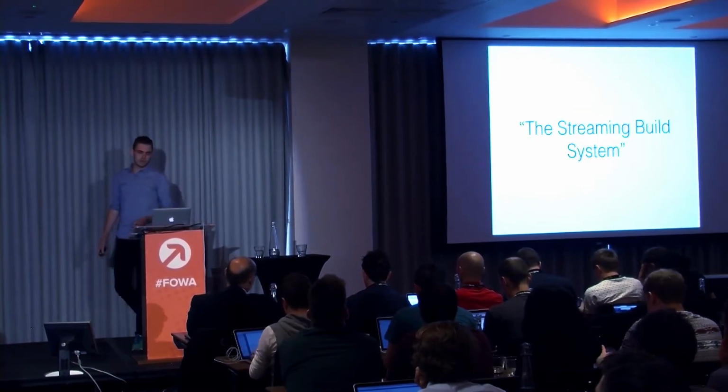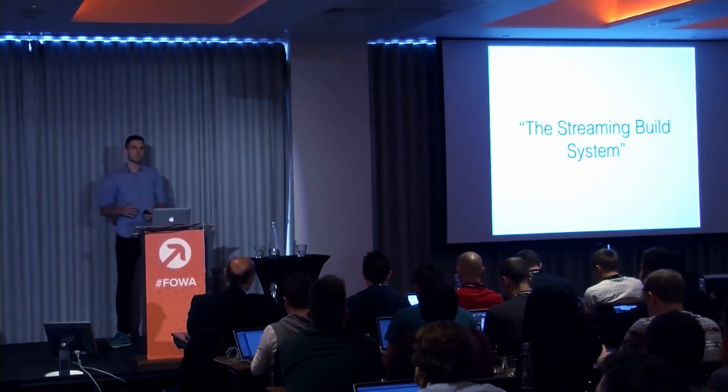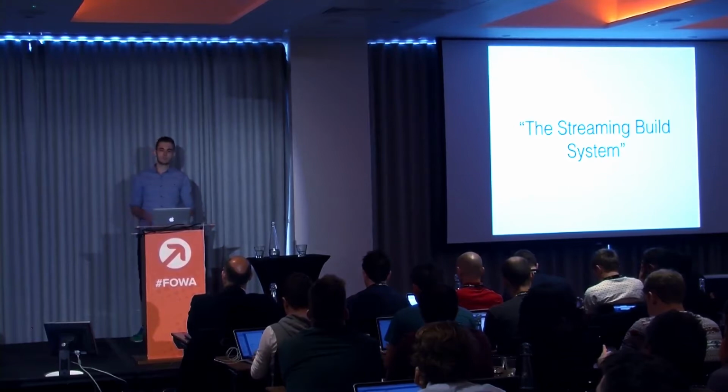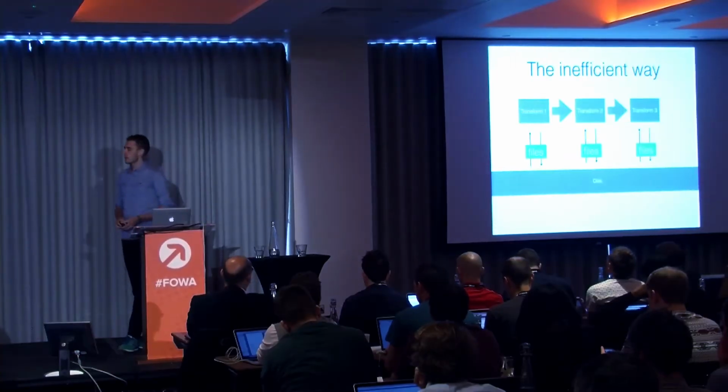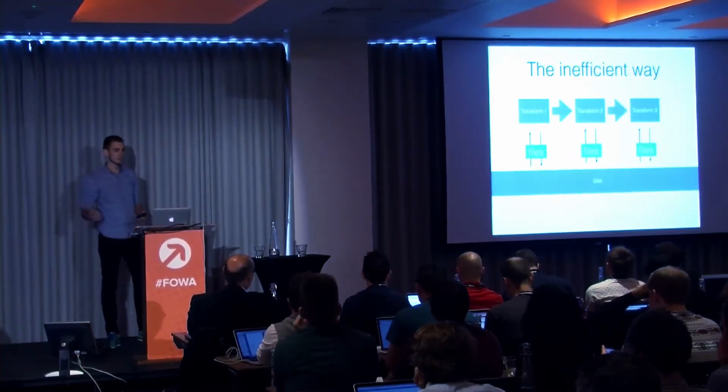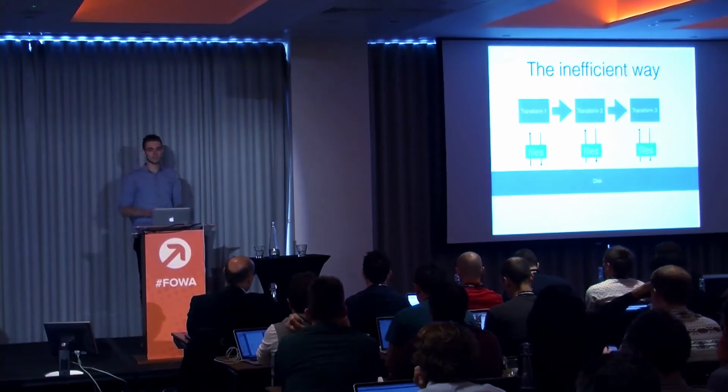So Gulp claims to be the streaming build system, and it really embraces the idea of streams, which are an abstract in-memory version of a file in Node. Effectively, these build tools are performing lots of transformations over a set of files. Files get picked up, they go through a series of steps, and they get output again at the other end. The inefficient way to do this is to pull that file off the disk every time and give it to each individual transform.